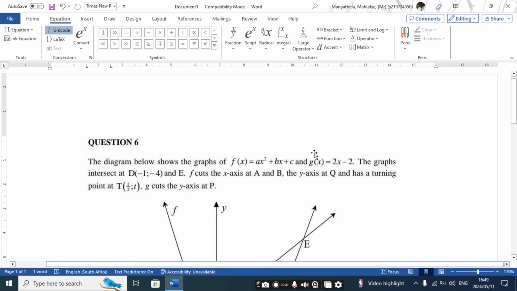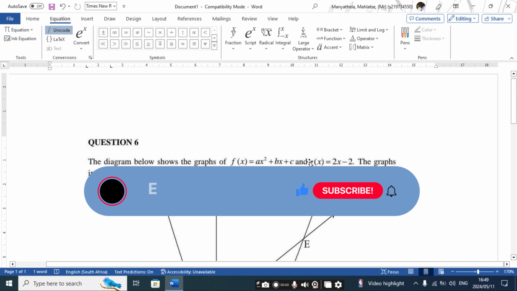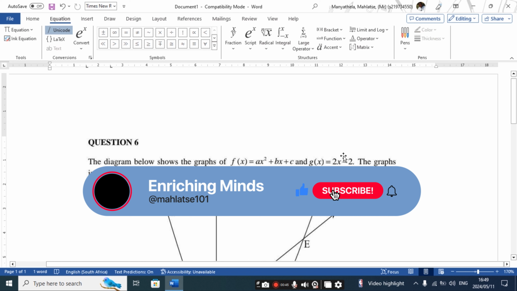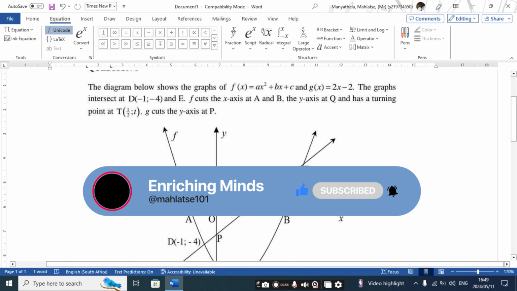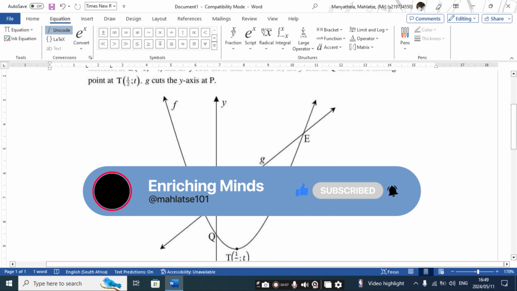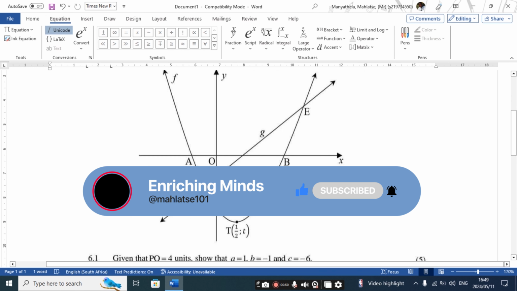Why? Because the equation of G is given as g of x equal to 2x minus 2, and we know that this 2 is the gradient, or the slope of G, and then -2 is the y coordinate of the y-intercept.